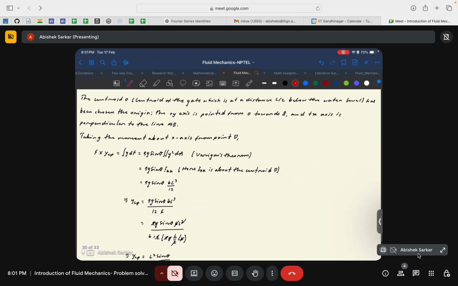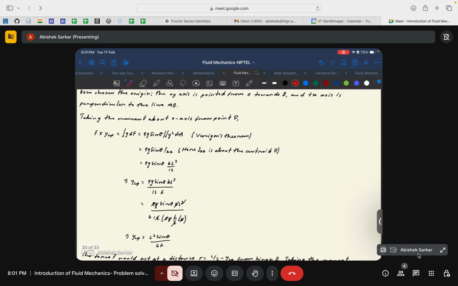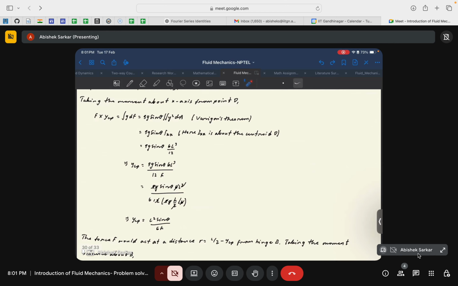So ycp would simply be rho g sin theta times bL cubed by 12, divided by the force F, and F, if you recall, is given by rho g h by 2 times Lb. So ycp is simply, after substituting the value of F in this expression, L squared sin theta by 6h. I'm sorry if I'm rushing a bit, but it's a simple substitution, so you can easily do it. I will share the notes eventually, so you will get to know how it was derived.